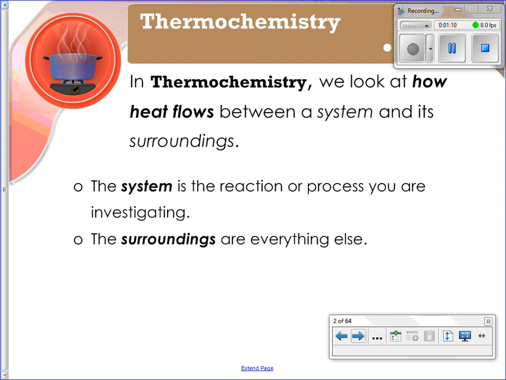So in thermochemistry, we're going to look at how heat flows between a system and its surroundings. And these two terms you do need to understand. The system is the reaction or the process that you're actually investigating, and the surroundings is going to be everything else. And primarily, when we're looking at what's going on, we're going to be looking at the system.